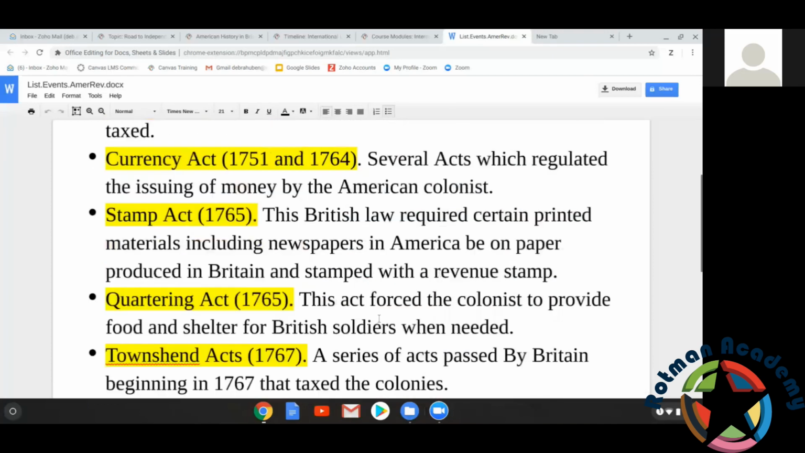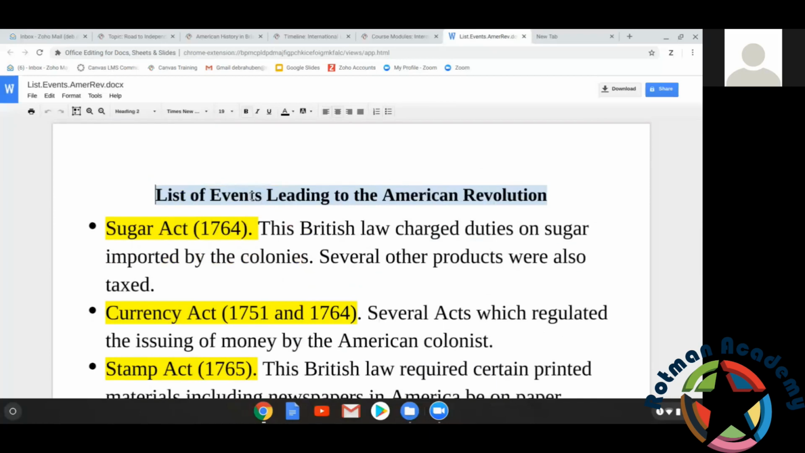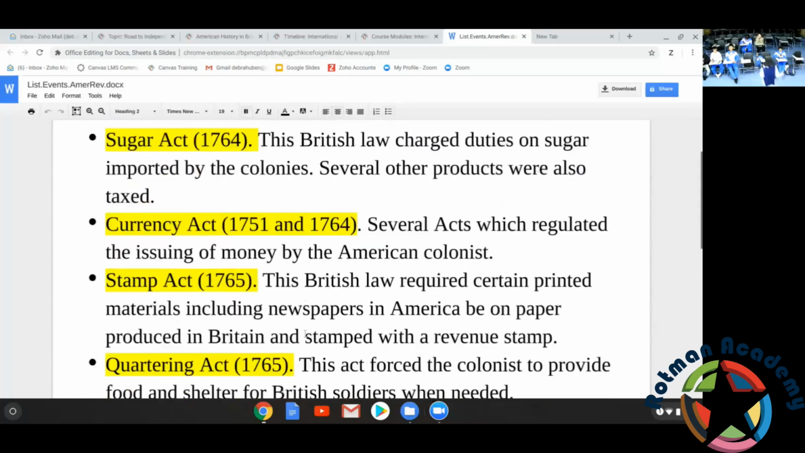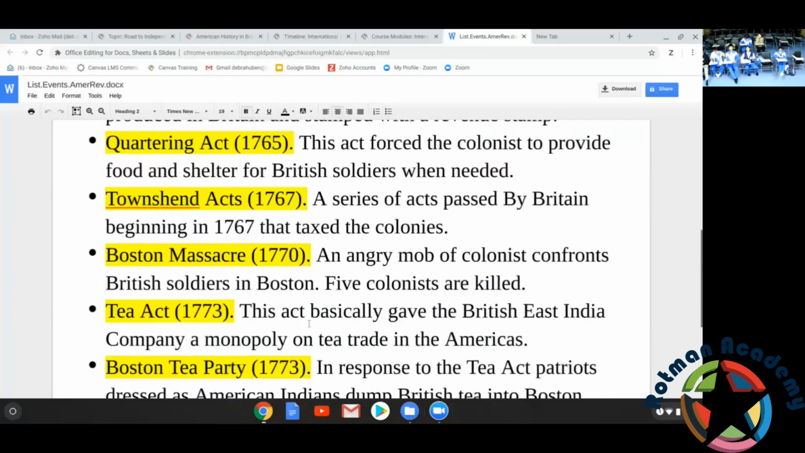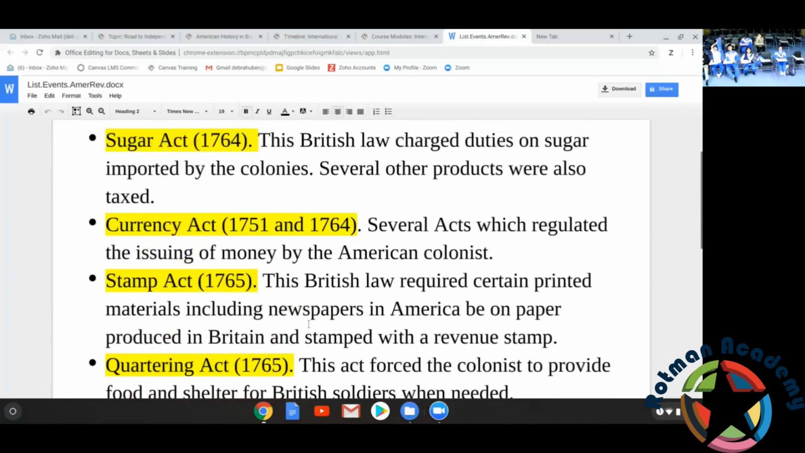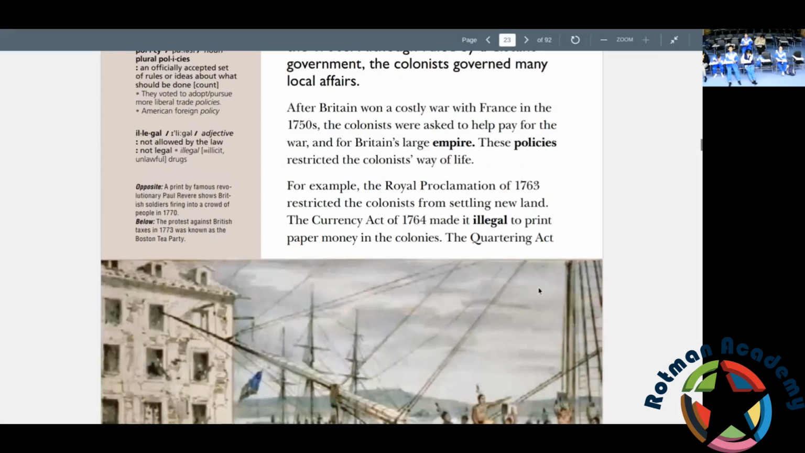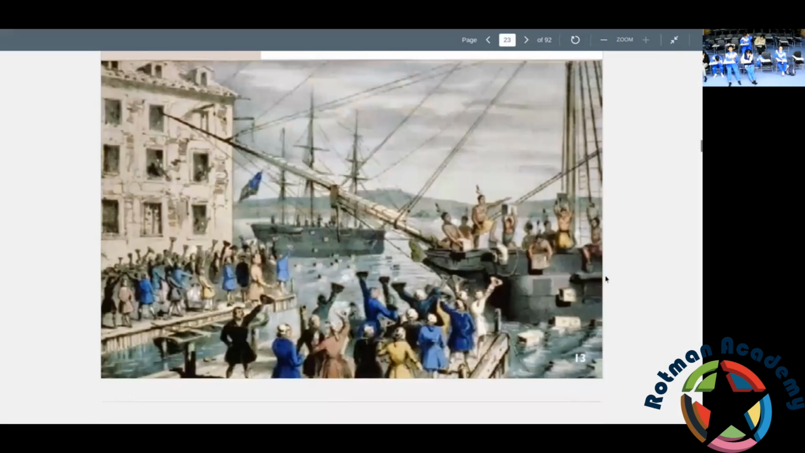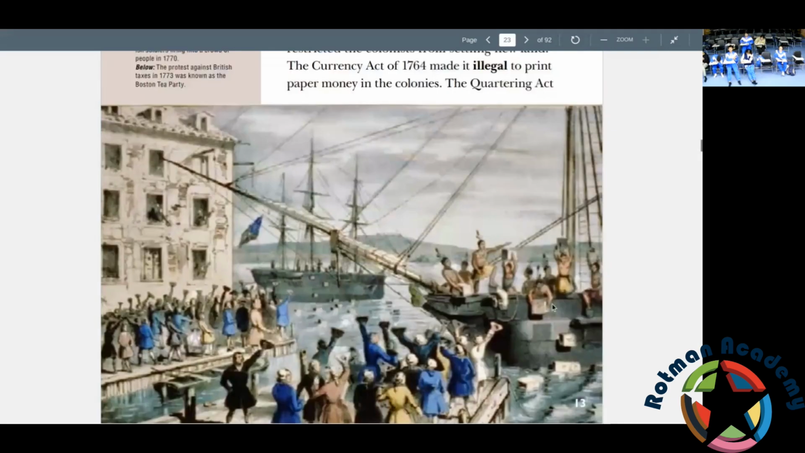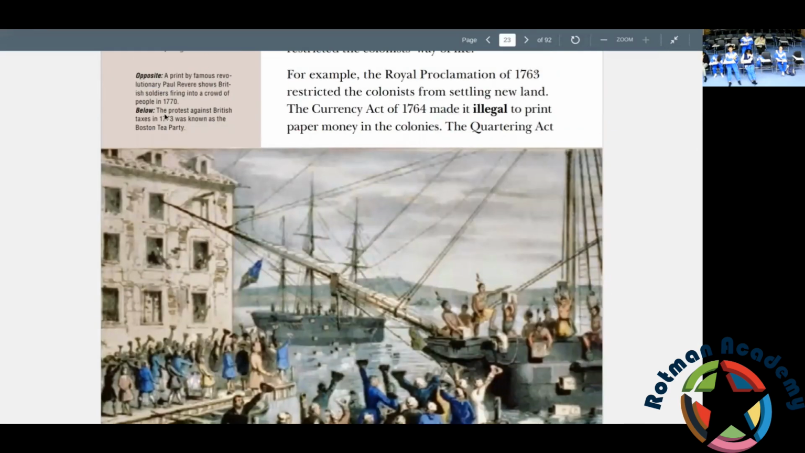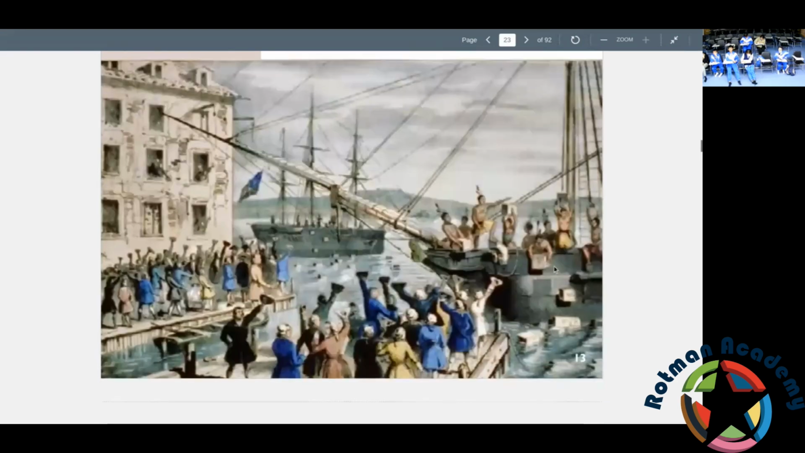So all of these events or reasons are what led up to the American Revolution. Does that make sense? Yeah. Yeah, this is a lot, right, for the colonists to put up with? I think so. This is the Boston Tea Party. When the colonists were angry with the British taxes on tea, they threw all of the tea overboard.